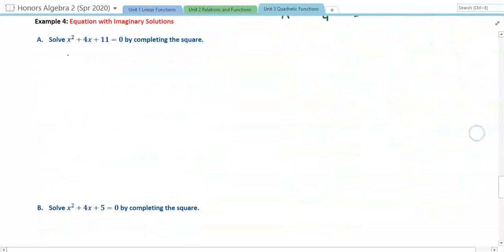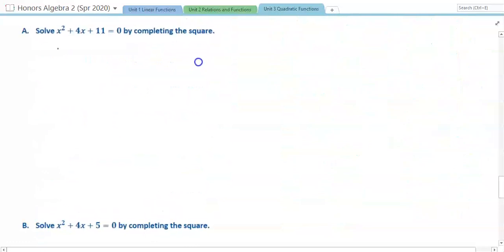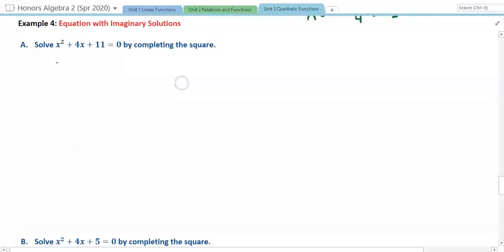And so the process just repeats with having imaginary solutions, right? So that's not anything different. We're still going to do the same steps. It's just that instead of having a nice rational or irrational solution, we have an imaginary solution and we deal with the i's at the end of the problem. So same steps here.